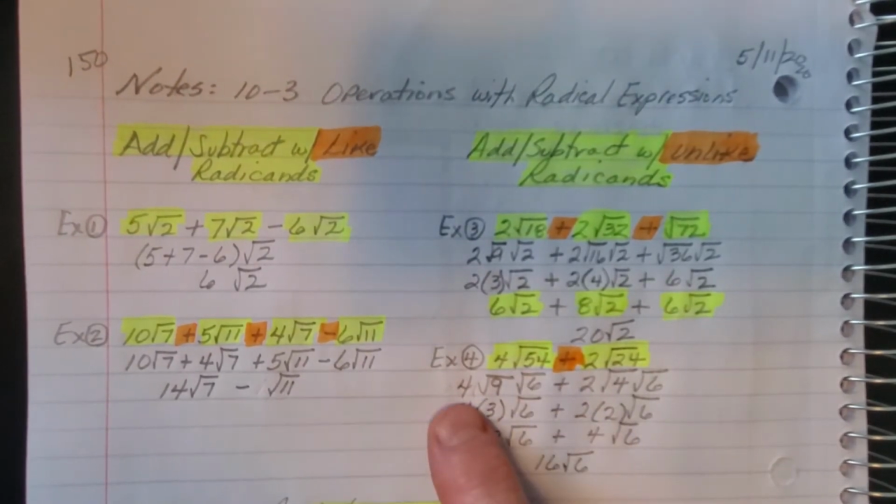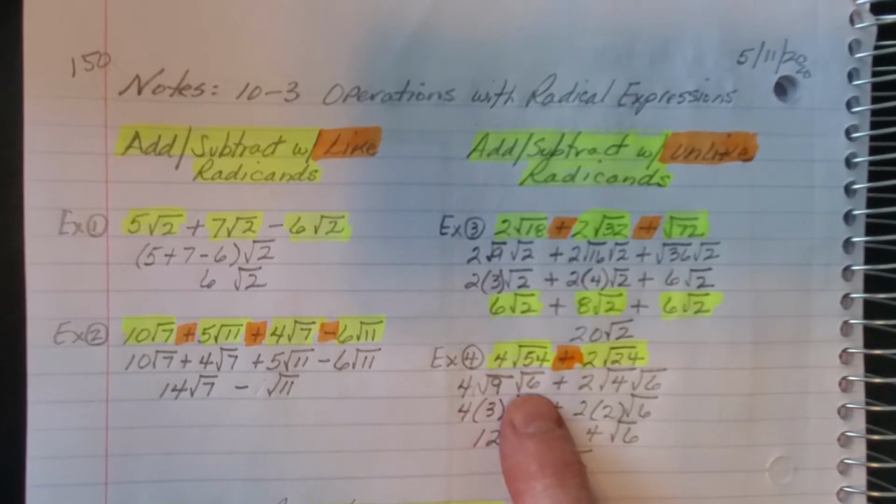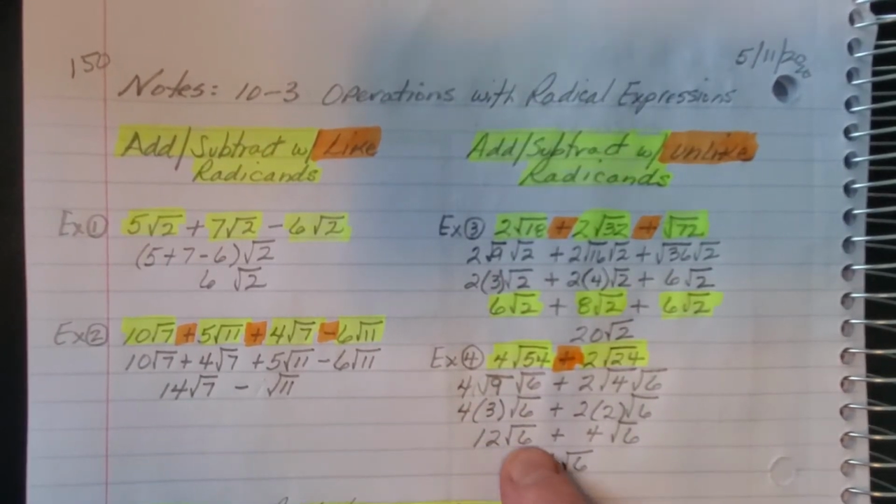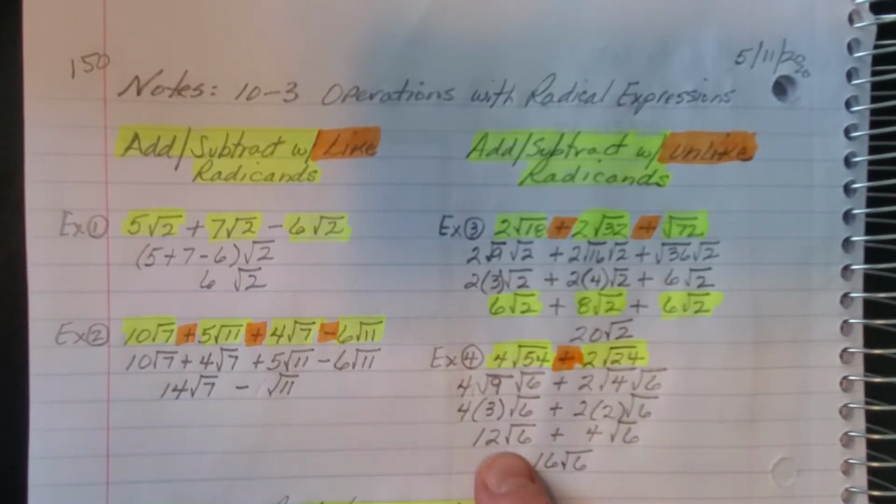Anyway, so now you have 4 times the square root of 9 times the square root of 6. Square root of 9 is 3. So 4 times 3 is 12. So you have 12 square roots of 6. That's how that breaks down or simplifies.